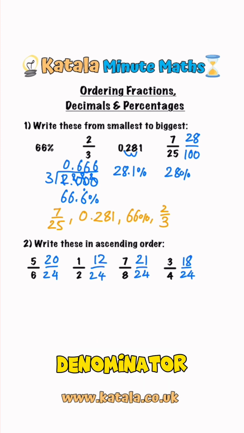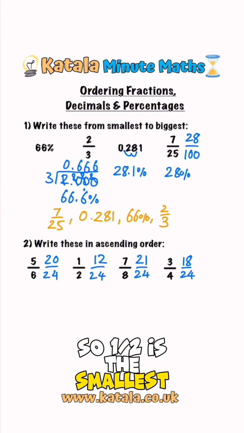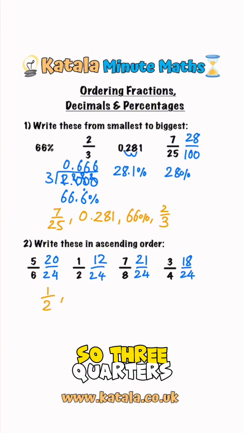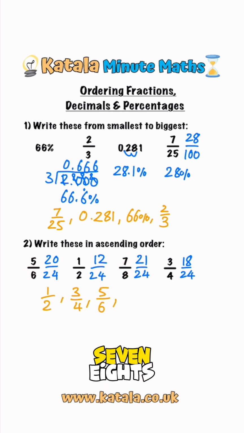Now that they all have the same denominator, we can easily compare them and say that 12/24, so 1/2 is the smallest. Then 18/24, so 3/4. Then 20/24, so 5/6. And finally, 7/8.